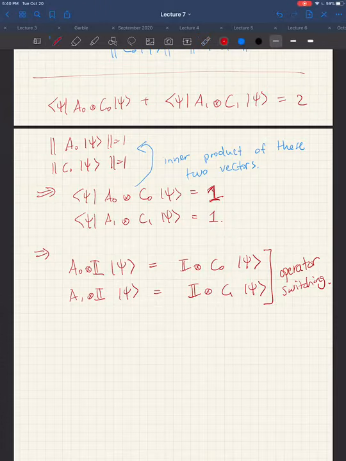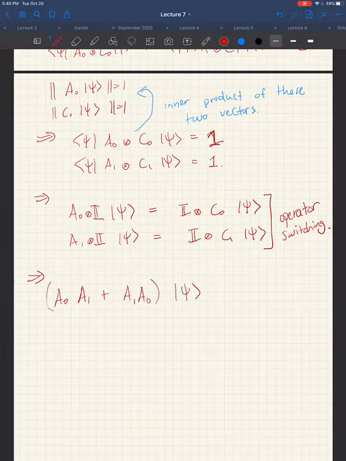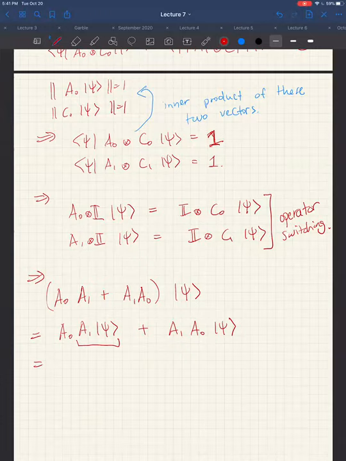That's really useful, and this is the final step for this anti-commutation. I wanted to show that A0 and A1 anti-commute. So what happens if I look at this expression? I can split it like this just by linearity. And so this thing is A1 times psi. I'm going to apply operator switching. So A1 times psi is the same as C1 times psi, just from above. And this is A1 tensor C0 times psi.